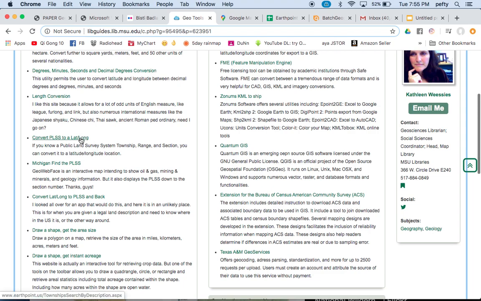And why do I like latitude and longitude? Because Google Maps can accept it. And then I can just store it in my phone in Google Maps.